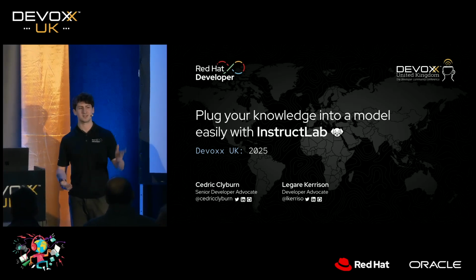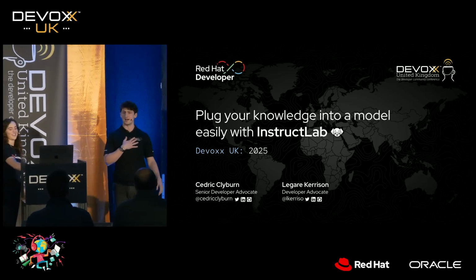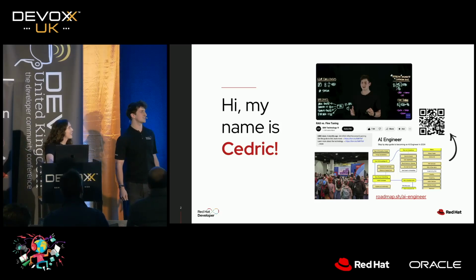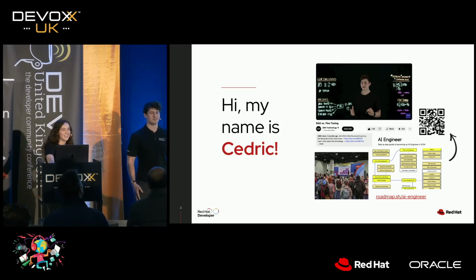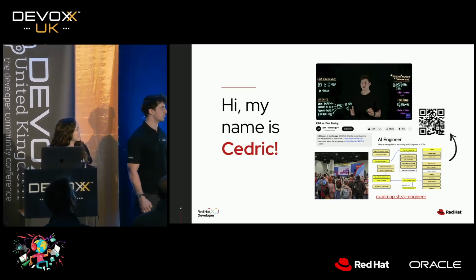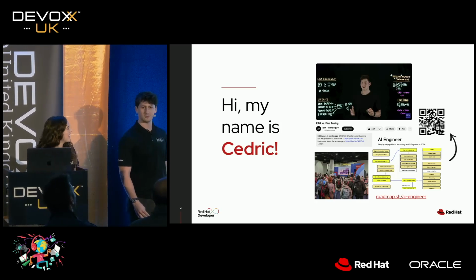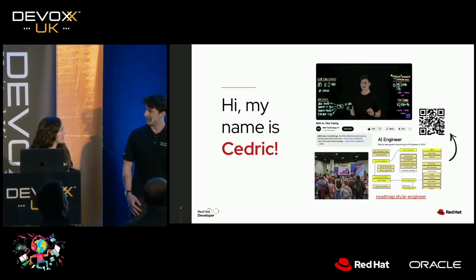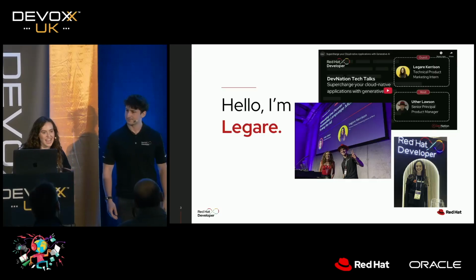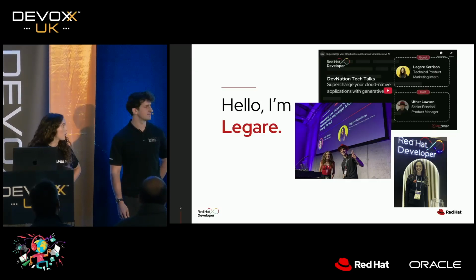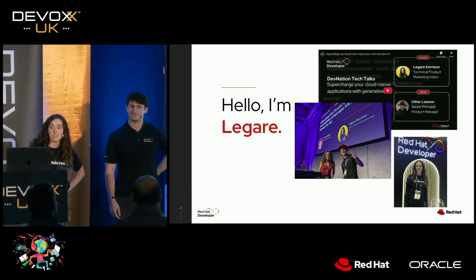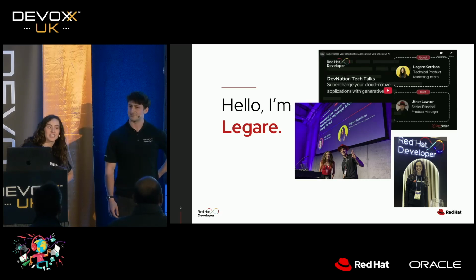Cool. Just a quick introduction. My name is Cedric Clyburn. I make videos on the internet, which is fun, but previously worked with container tooling at Red Hat, so you might have used Podman before, so I was working with those guys. Now I do fine-tuning and open source models with Legare here. Yes. Hey, I'm Legare. I work with Cedric. We're both developer advocates on Red Hat's Artificial Intelligence business unit. Yeah, and we're excited to talk to you.